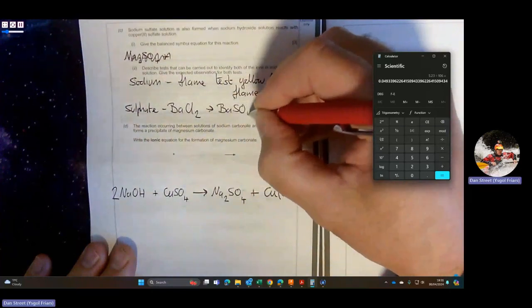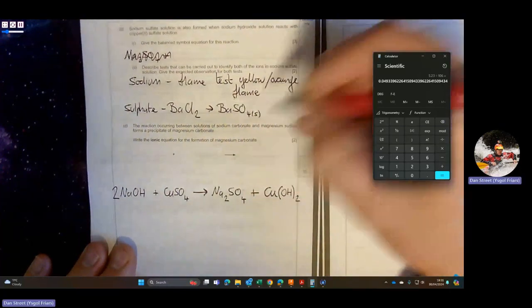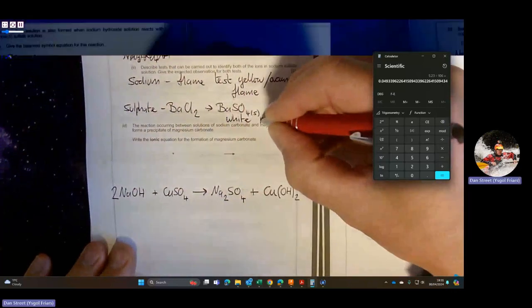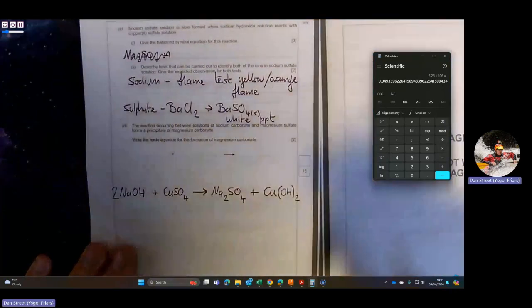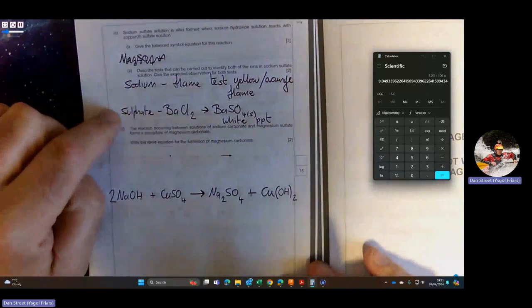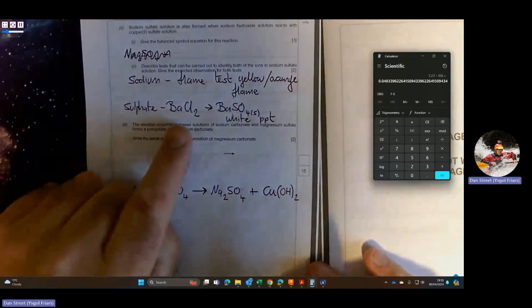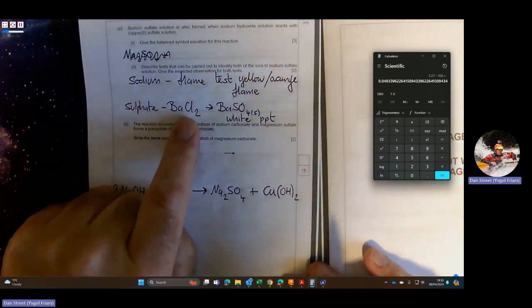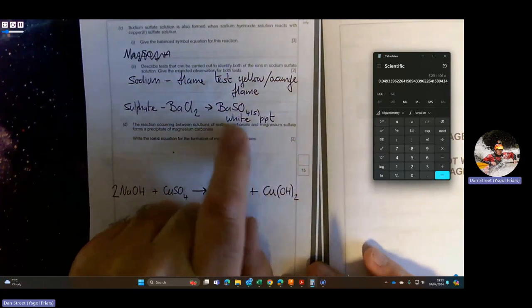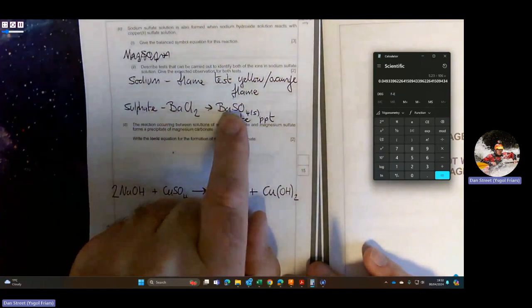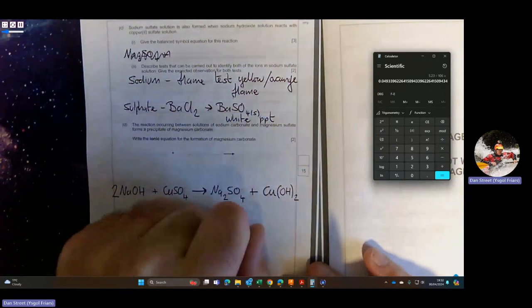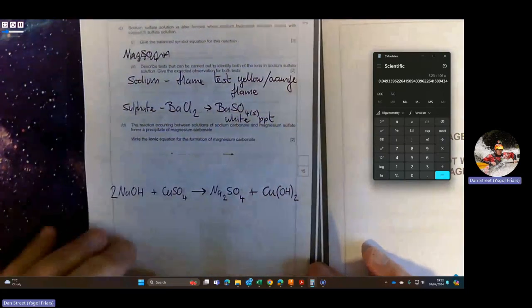And barium sulfate is insoluble and it's white, so we get a white precipitate. So a white precipitate of barium sulfate is formed. The sodium sulfate is a clear and colorless solution. You add the barium chloride, which is also clear and colorless, and the mixture produces a white precipitate, and that's due to the presence of the barium sulfate compound, which is insoluble and therefore precipitates out.